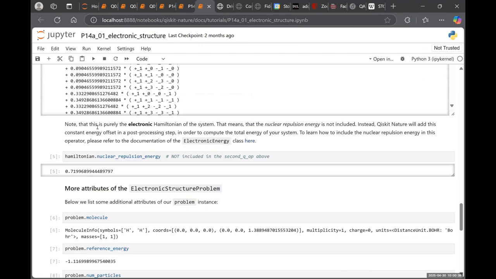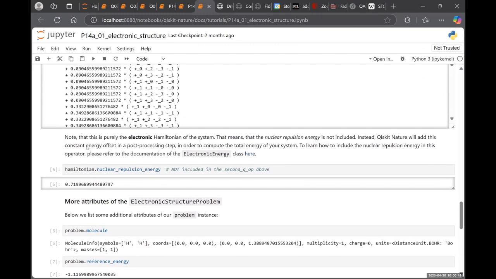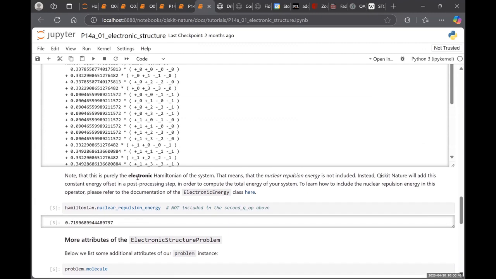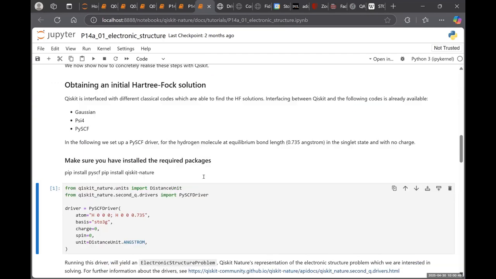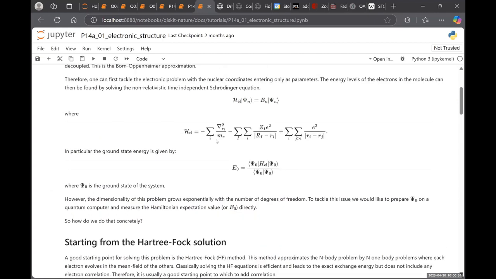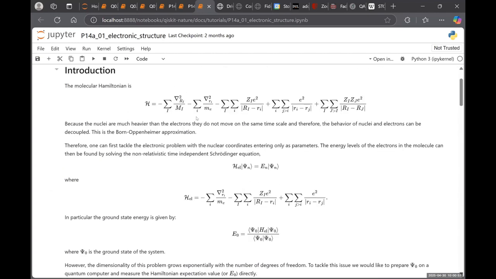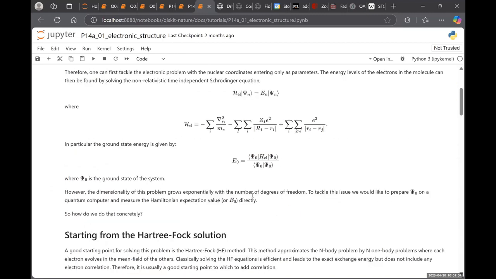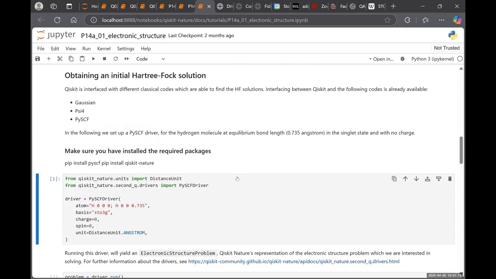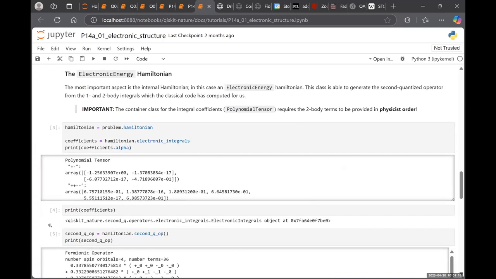Okay, so there is the comment that this is purely the electronic part of the system. Here we have these electrons, but we start with a system that has everything, and you reduce down to here, but there is also the nuclear part. The nuclear part is not included there.